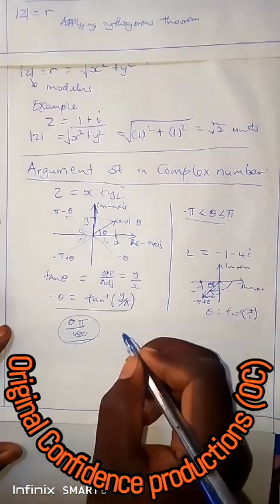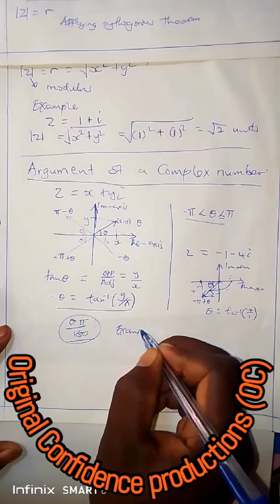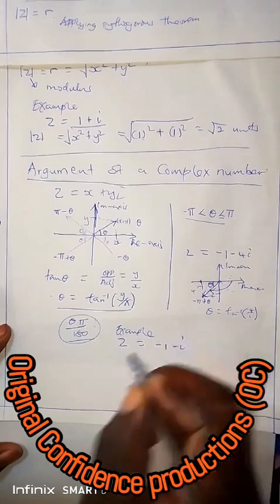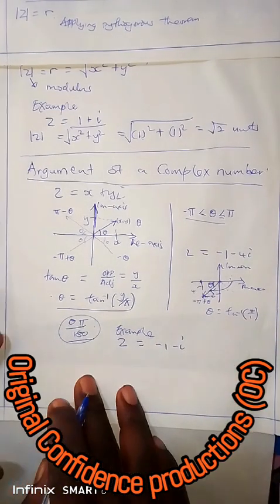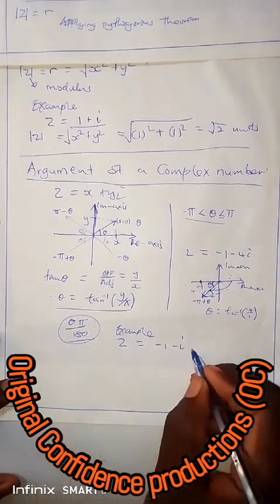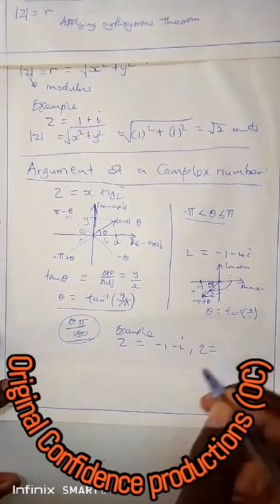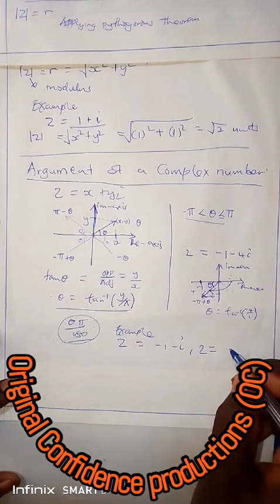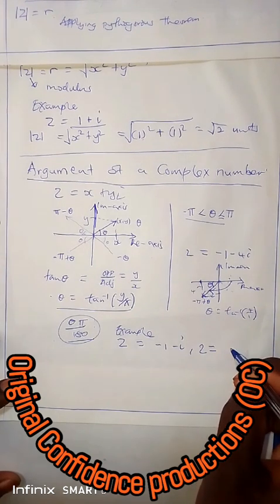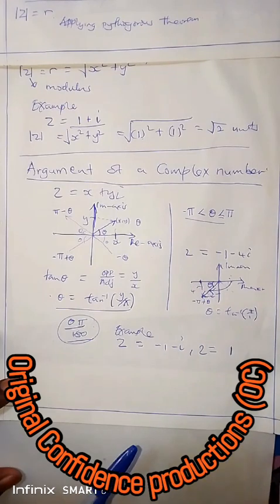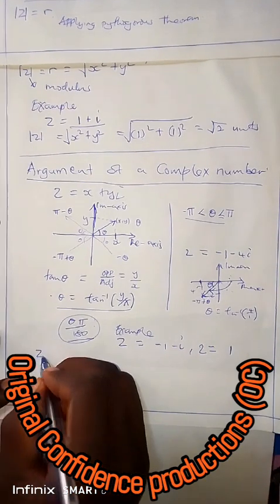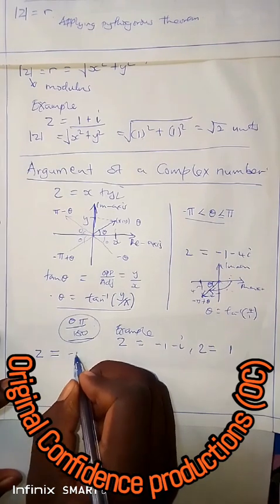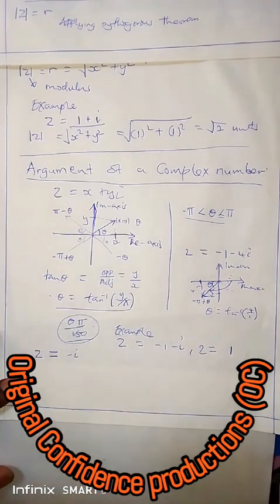We want to look at an example here in this case. We can have z equals negative 1 minus i. Someone can have z equals maybe 1, and you can also get the argument of that. Someone can also have z equals maybe negative i. They are all there.